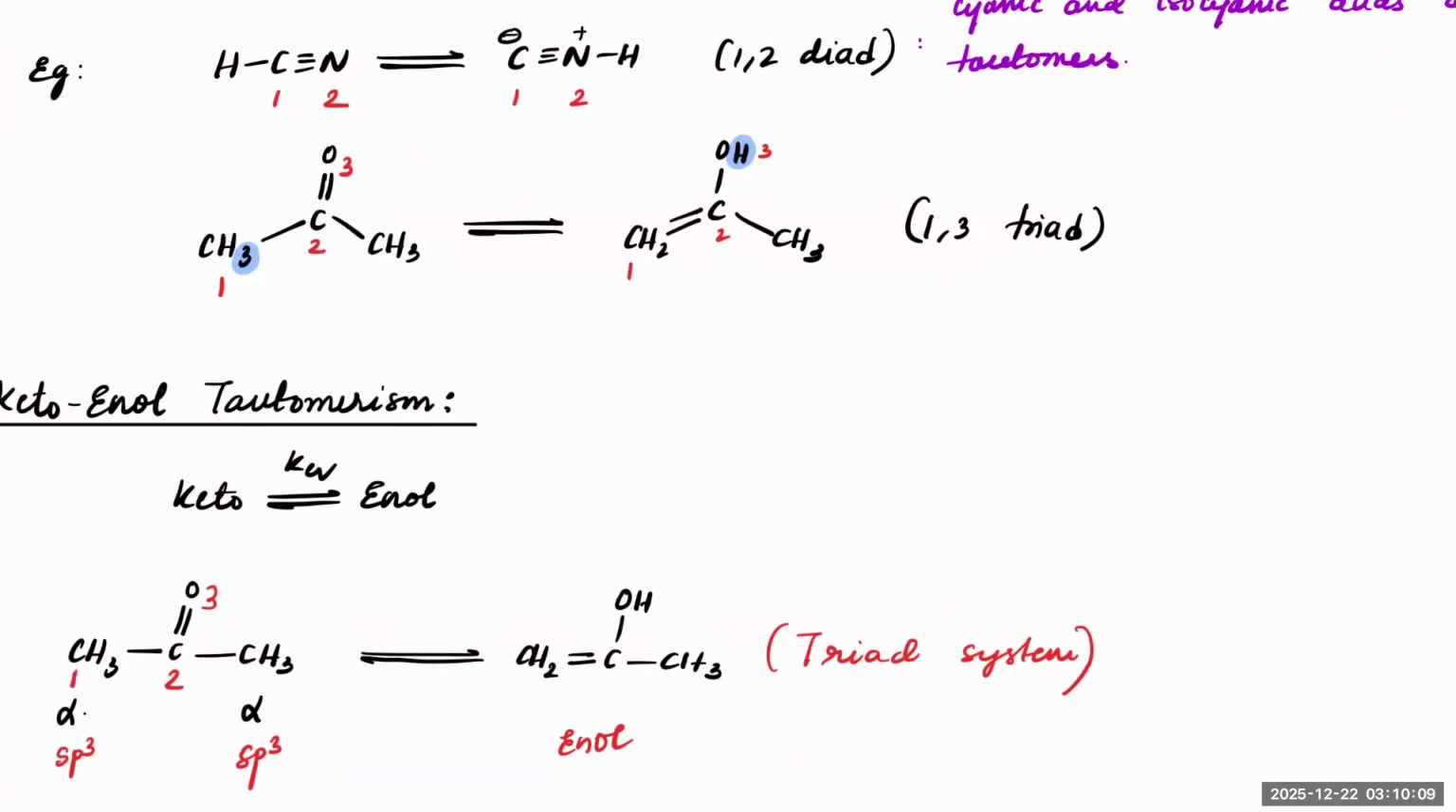Next one, ketone. This is ketone. This is enol. So you can see this is a keto group. This is an enol group. So in the keto group, the hydrogen from this carbon is migrating to this position. So with respect to hydrogen, this is at position 1. Now this is position 2. This is position 3. So hydrogen is shifting onto 3. That's why it is called a triad system. Okay, triad system.